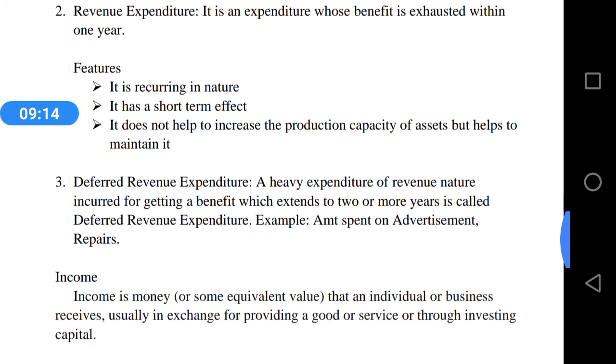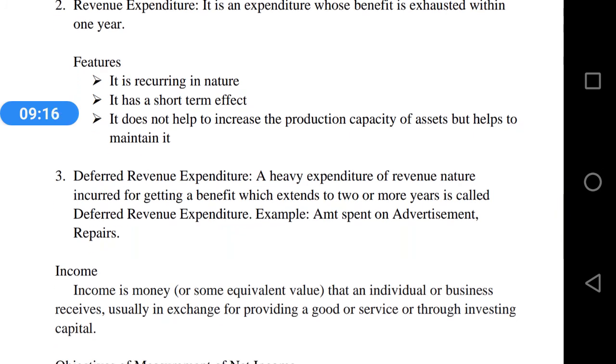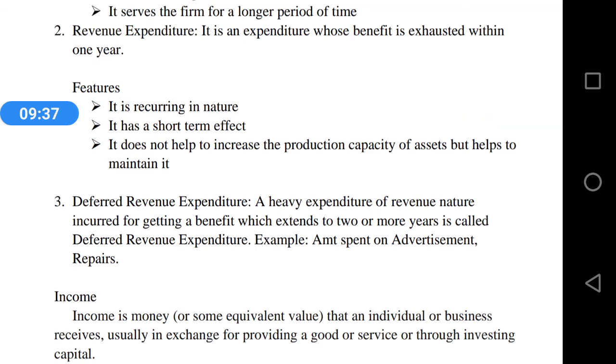Then income. Income is money that an individual or business receives, usually in exchange for providing goods or services or through investing capital. So here income, or net income, or we can say net profit, right? So here income means the final balance left after deducting all related expenses, right?